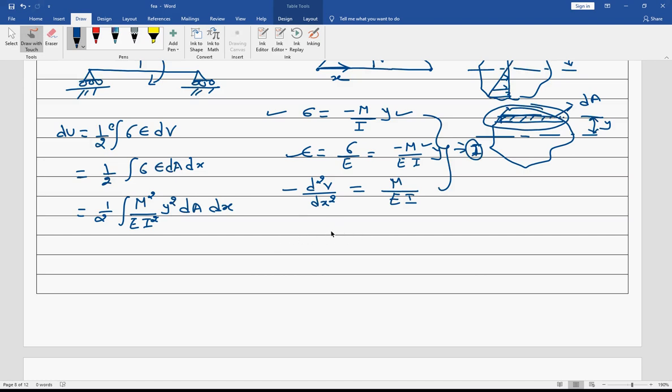Now if you watch carefully, the integration of y square dA, of course over the element, is nothing but I. So that is moment of inertia. So y square dA I can replace as I, the moment of inertia, and therefore my dU will be equal to 1 by 2 M square. So I will get cancelled, so only 1 I will remain, and dx. So this is the expression for my small internal energy.